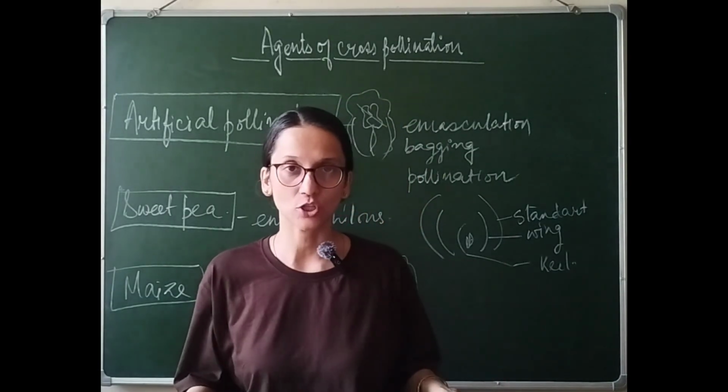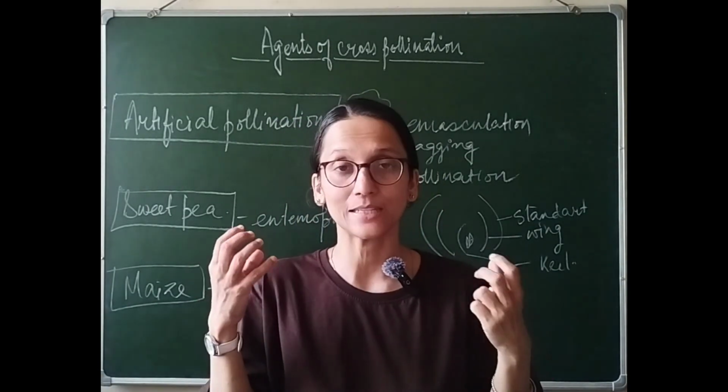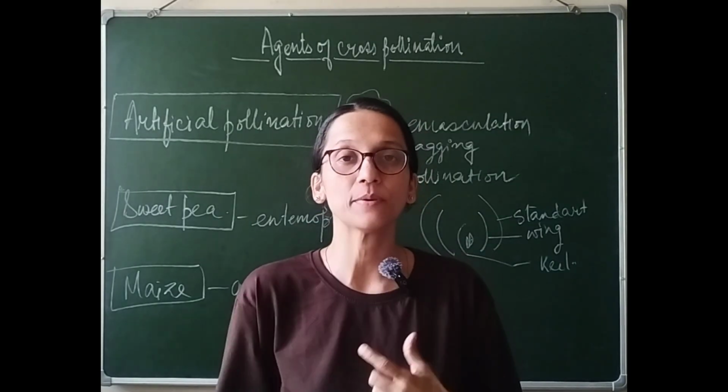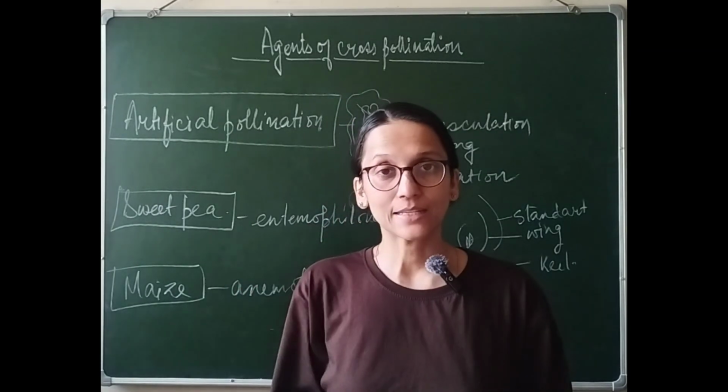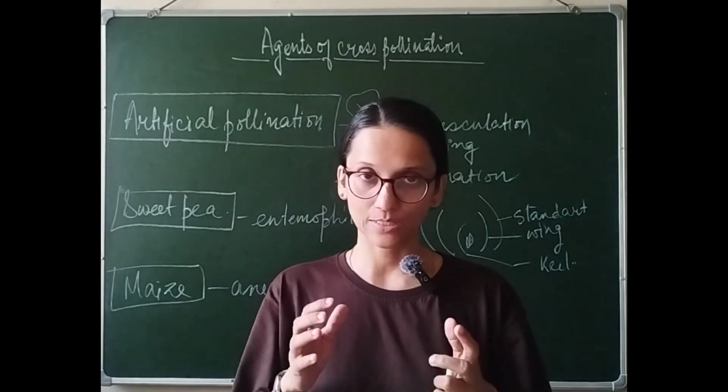So with this we have finished artificial pollination, different types of pollinating agents and adaptations of flowers on the basis of their pollinating agents. In my next class, I'm going to start a very important topic, which is double fertilization.